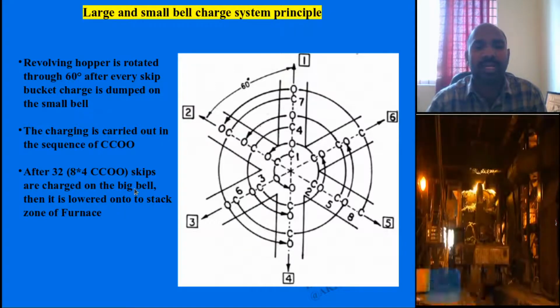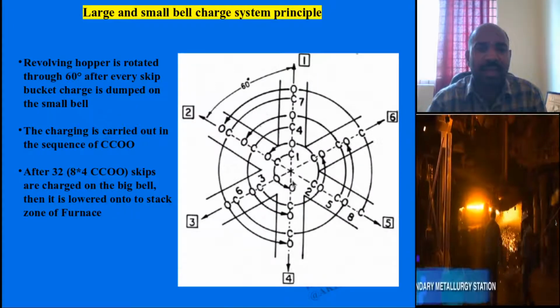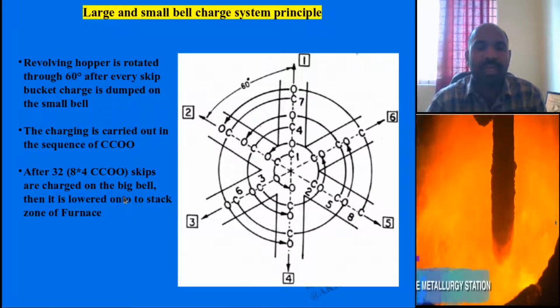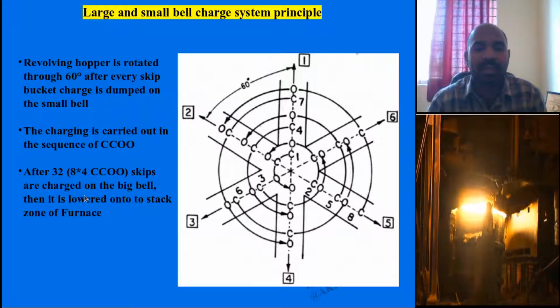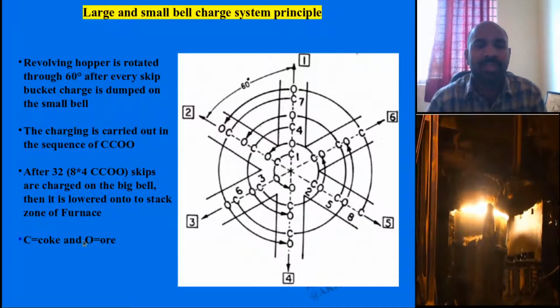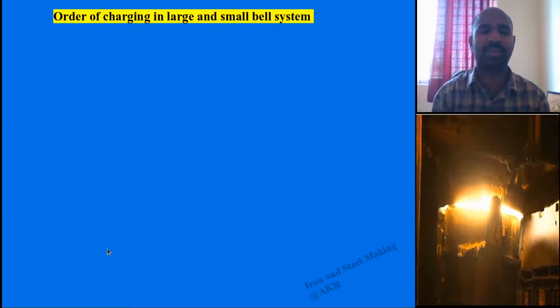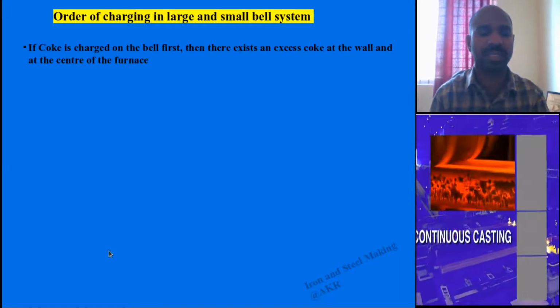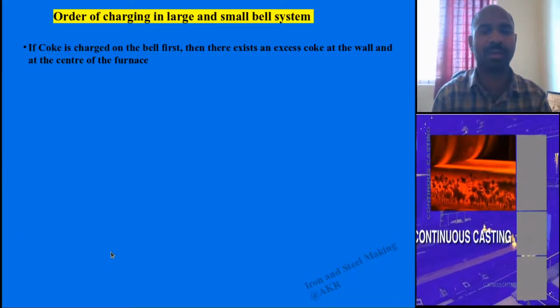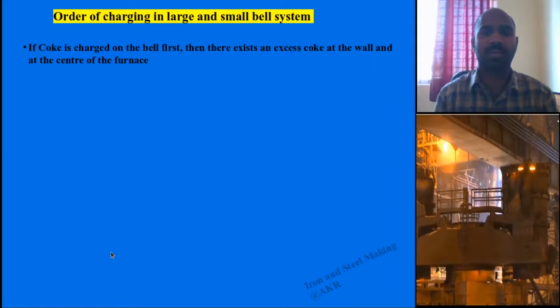Then this particular big bell is opened, the big bell rod is moved to the top, and the entire raw material is charged into the stack zone of the furnace. C stands for coke, O stands for ore. And if the order of charging follows these particular schemes, what will happen?